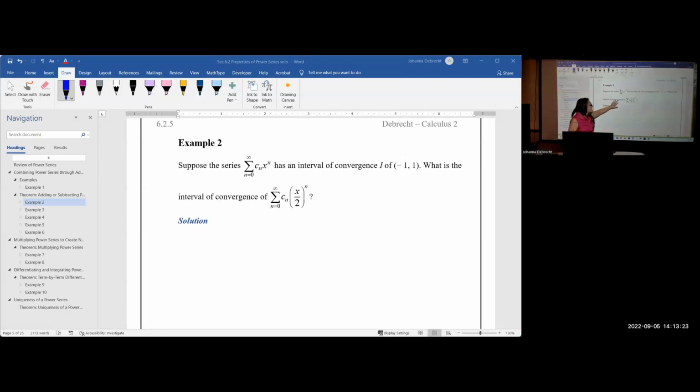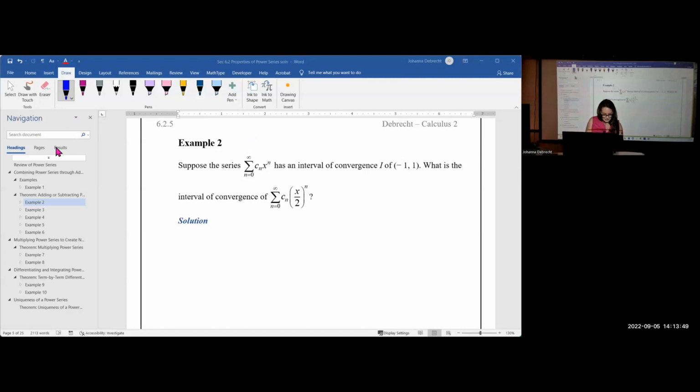What is the interval of convergence of the power series with the same constant coefficient c sub n, but with x divided by 2 replacing the x in the original power series? Well, this is like a composition, right? You're substituting x over 2 in place of x. So let's go back to the theorem and see what it said about this situation.